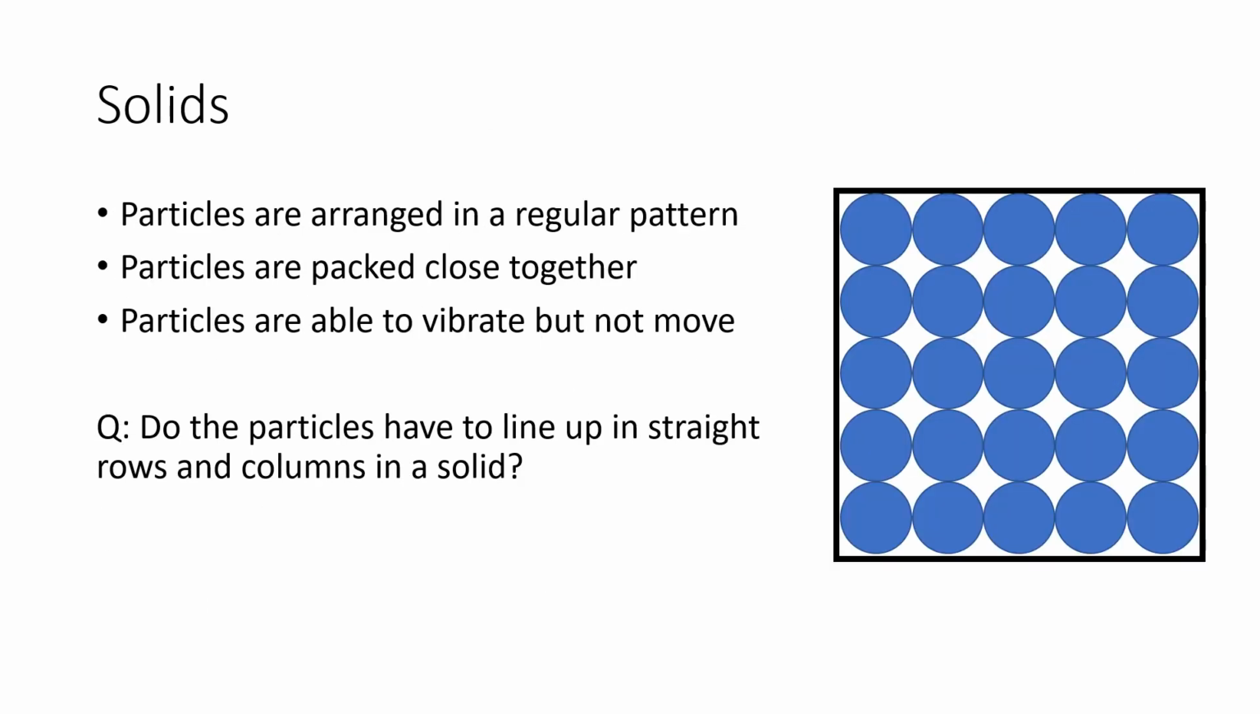Let's have a look at the states of matter. In a solid, the blue circles represent particles. Remember, particles are not exact circles, it's just a representation. But in solids, we have particles packed together in a regular fashion, so there's a clear pattern. They're packed close together. They are able to vibrate, but they cannot move. They are stuck to one spot and simply wobble side to side. They are not able to take a step forward or backwards. They're fixed to one place.